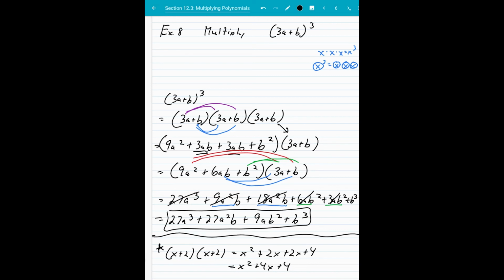Okay, this is section 12.3. Going to go to 12.4. It's a short section. I don't delve in it too much as it deals with something called special products.